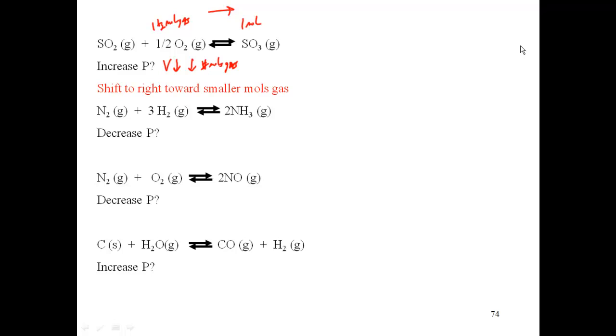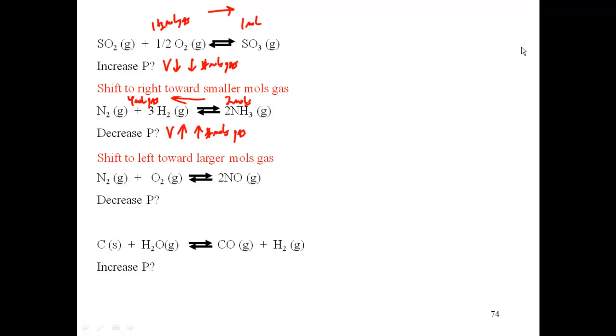Nitrogen plus hydrogen gives me ammonia. Okay, we're going to talk about a decrease in pressure, which means I'm talking about an increase in volume, or an increase in the number of moles of gas. In this case, I've got 4 moles of gas on my reactant side, and I have 2 moles of gas on my product side. So which way is it going to shift? It's going to shift toward the left, toward that larger number of moles of gas, until it reaches equilibrium again.